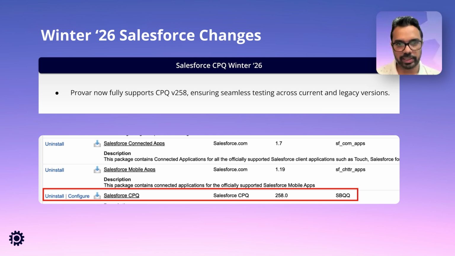It means if you have any existing script created around the older version of CPQ and you are now trying to run it on the latest one, those will work seamlessly without any change. Just wanted to highlight there's a new version available and Provar is fully compatible with this change.